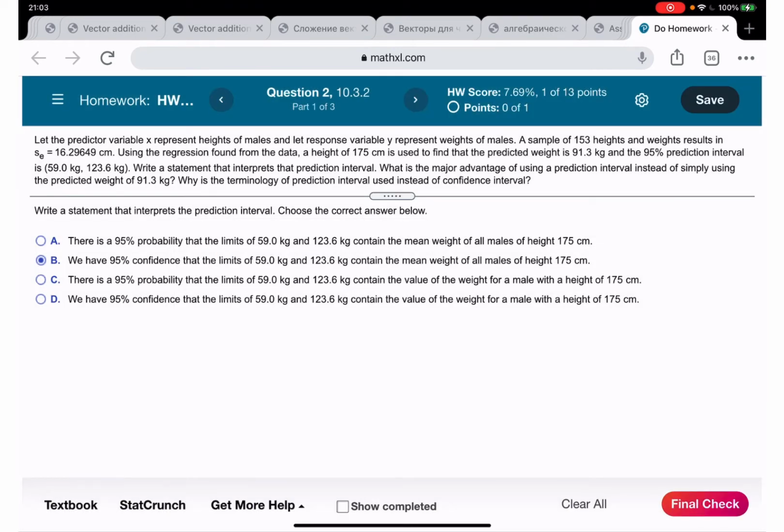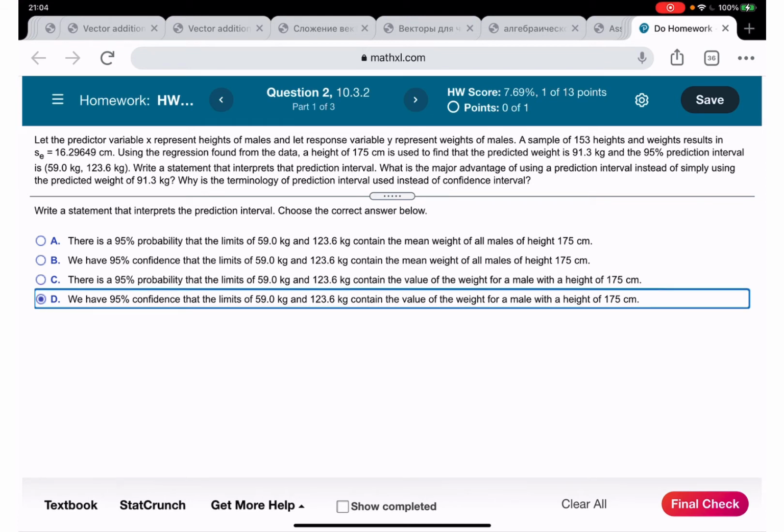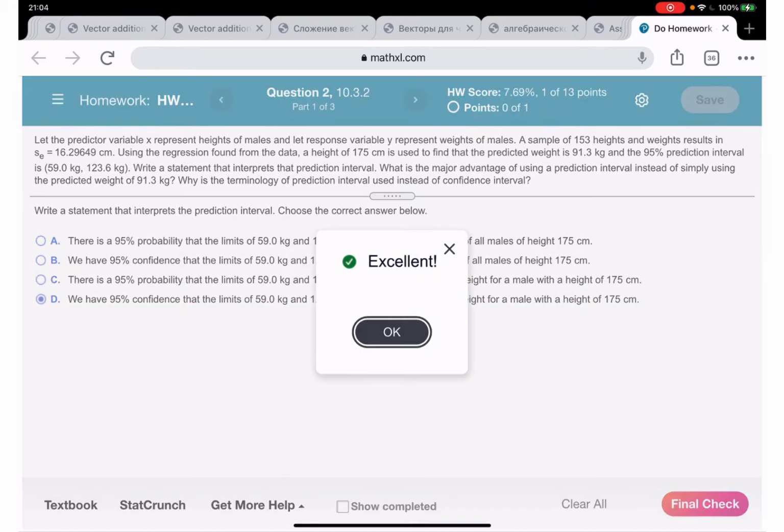So 95% confidence that the limit of 59 and 123.6 contains the value of the weight, okay, for a male with the height, okay, this one, with the height of 175. Okay, this should be it.